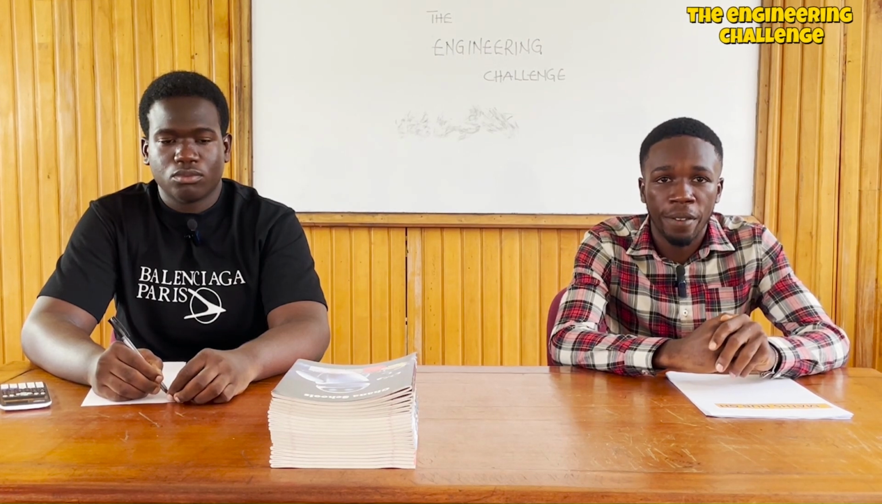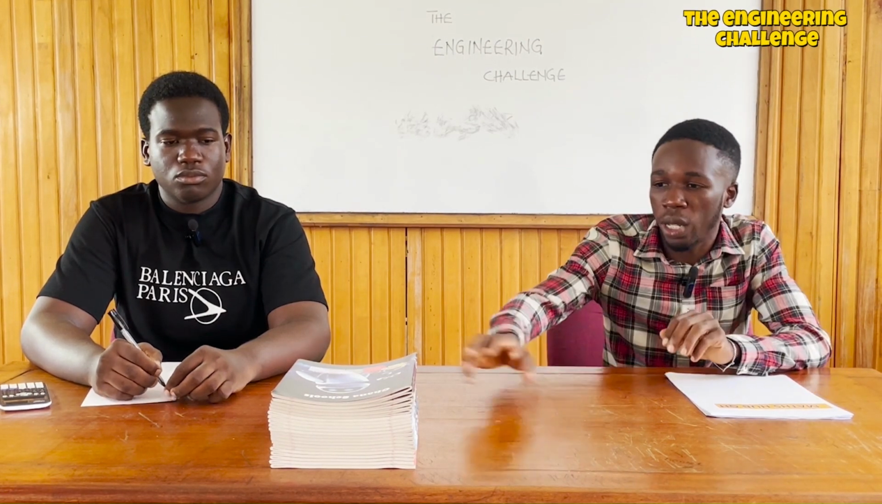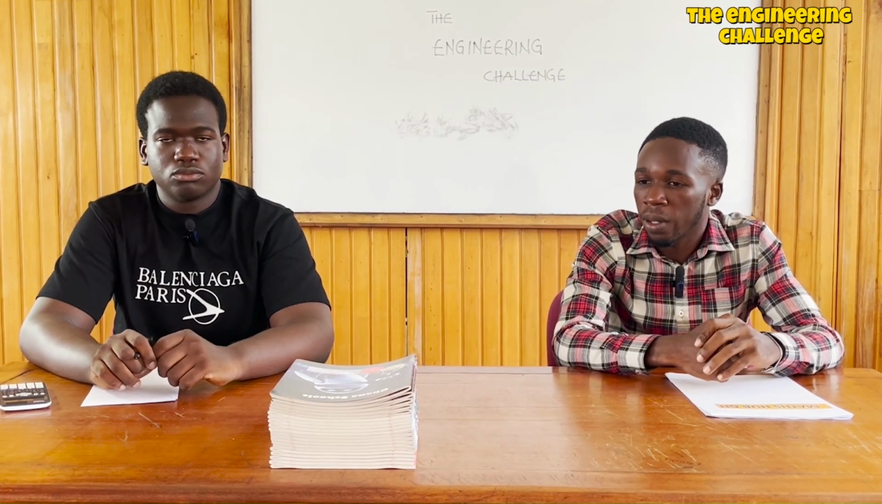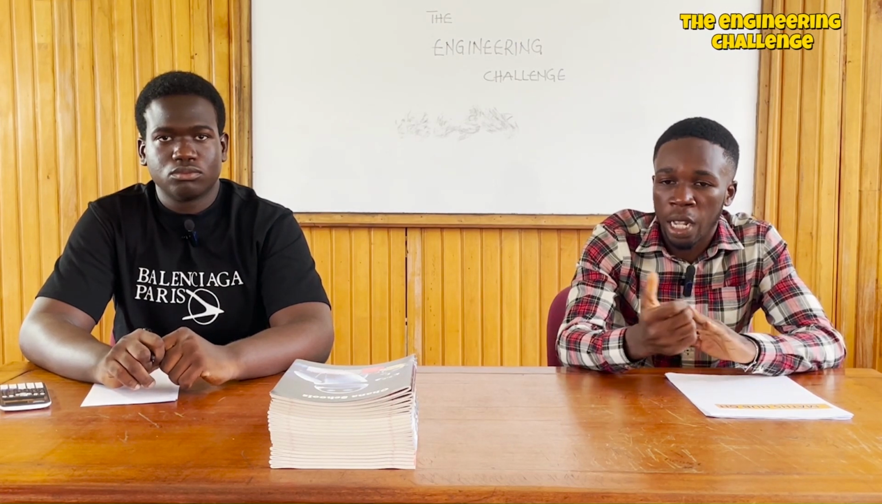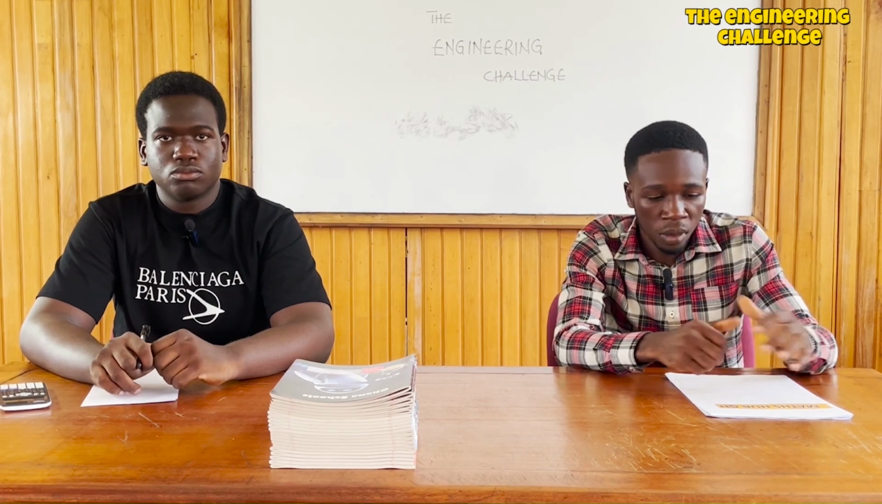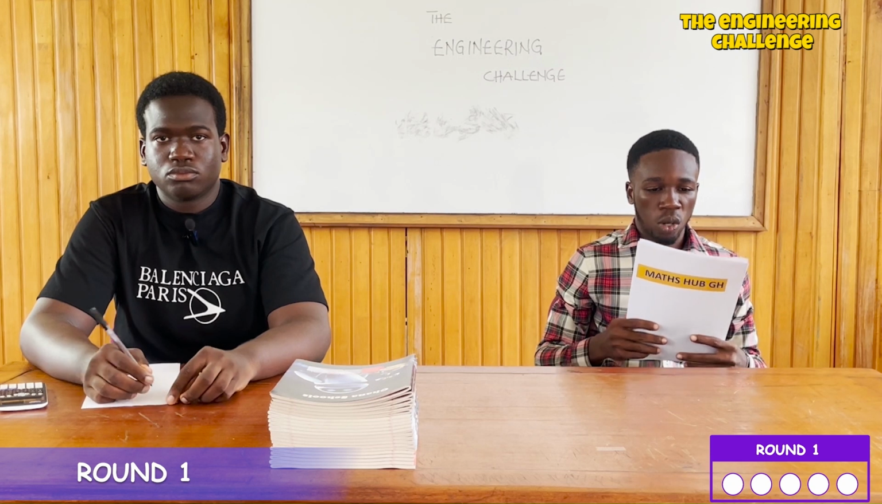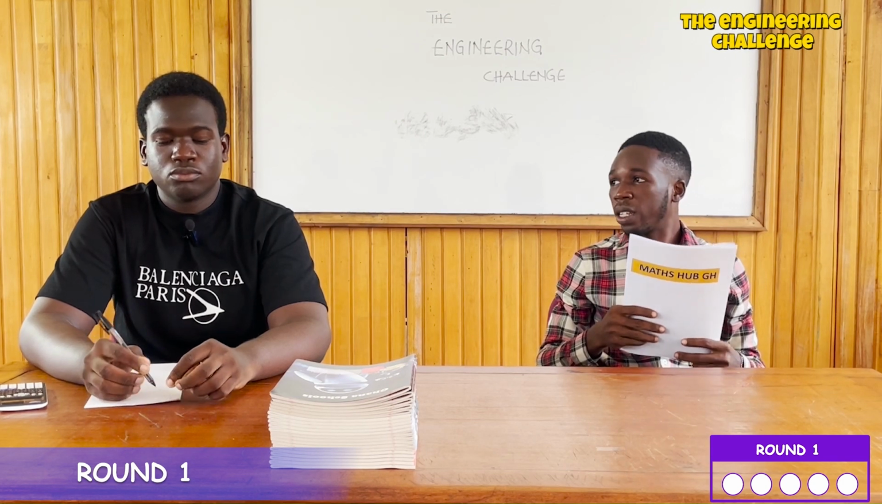So before we start the first round, I'm going to present you with 20 exercise books. And I'm going to ask you questions, and if you get a question wrong, I'll take one exercise book from you. So at the end of the competition, the number of exercise books you have remaining belongs to you. So you're going to start with the first one, which is general knowledge in engineering. You have 30 seconds to answer non-calculation questions and 60 seconds to answer calculation questions. Okay. Are you ready? Yes.